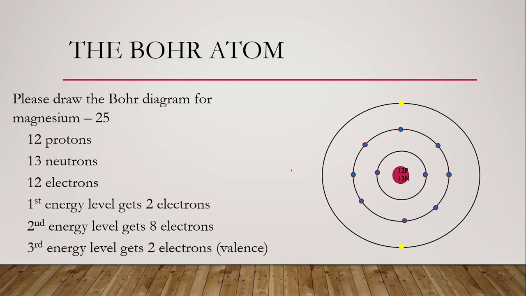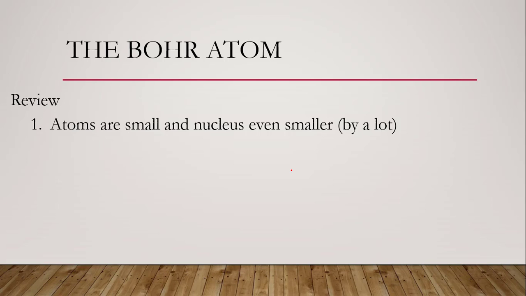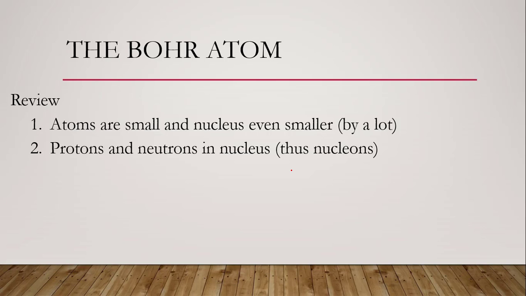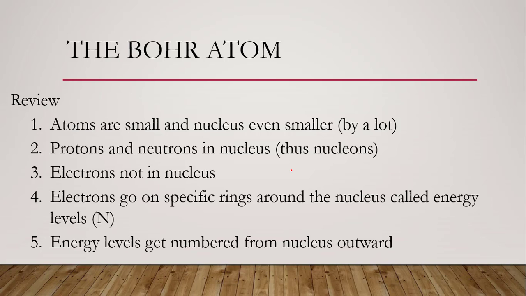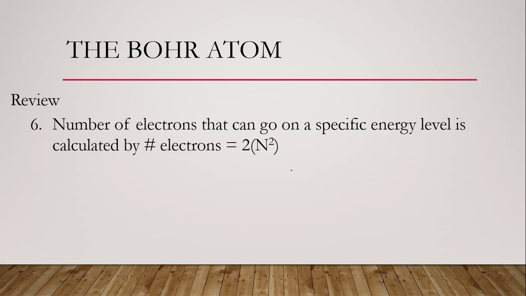Just follow the steps. So to review, atoms are small, and the nucleus is even smaller. The protons and neutrons are found in the nucleus. That's why they're called nucleons. So, obviously, electrons are not in the nucleus. They go on specific rings around the nucleus called energy levels, which are abbreviated N. You can number the energy levels from the nucleus outwards, starting with 1 and just going up by a whole number. The number of electrons that can go on to a specific energy level is calculated by the number of electrons on an energy level equals 2 times the number of the energy level squared.